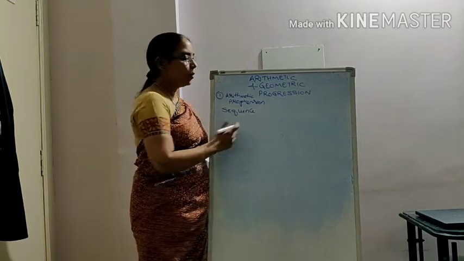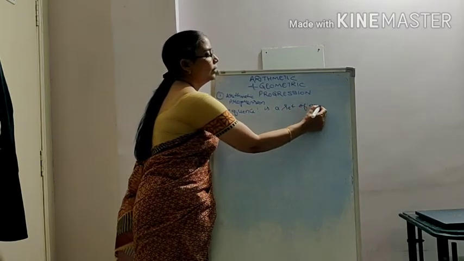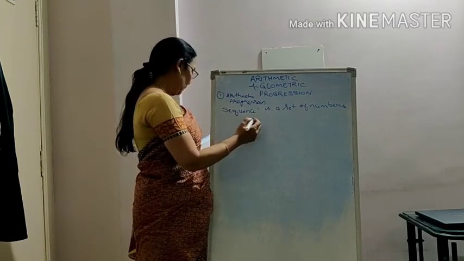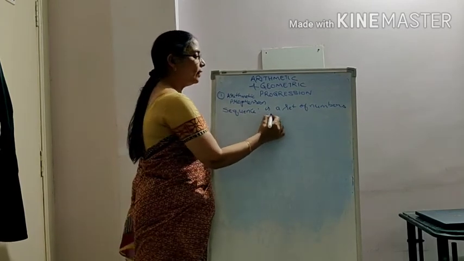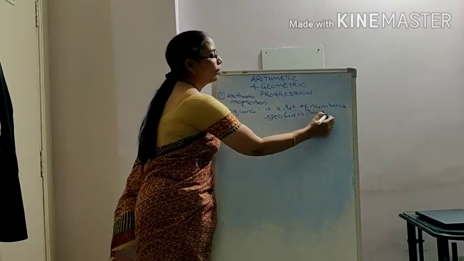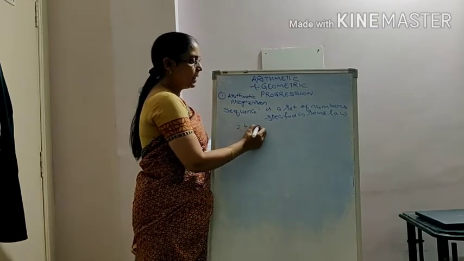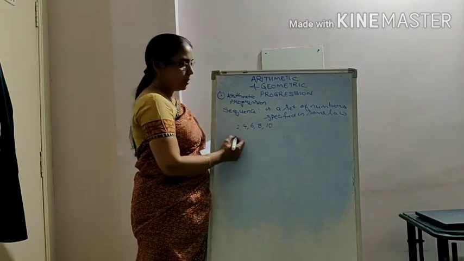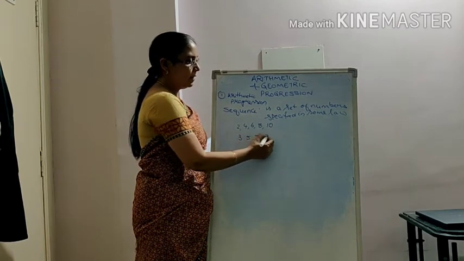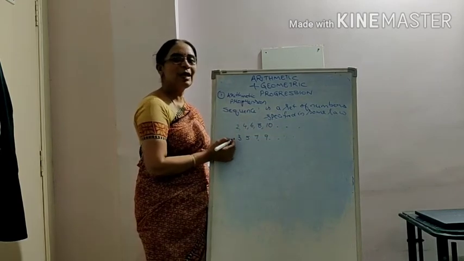Sequence. A sequence is a set of numbers specified in some law. For example, if I say 2, 4, 6, 8, 10, or you can write 3, 5, 7, 9. If you observe this, you see that there is some specified law in it.